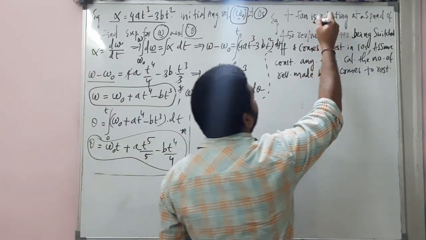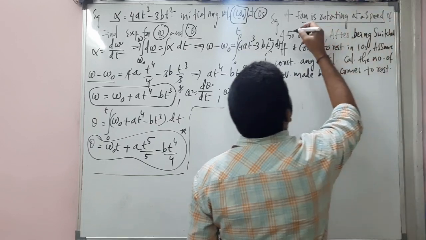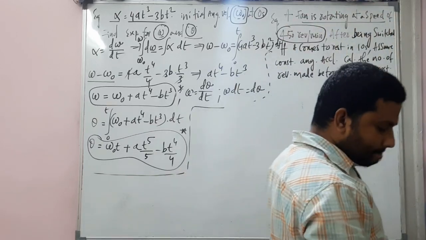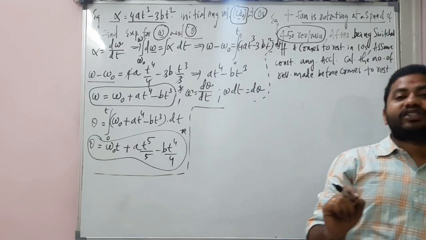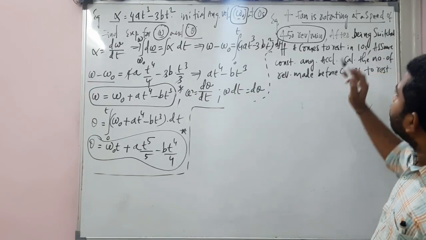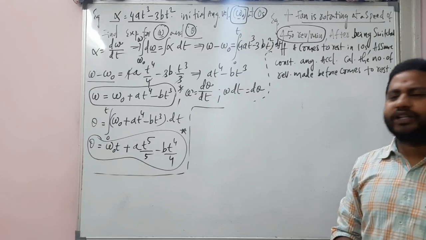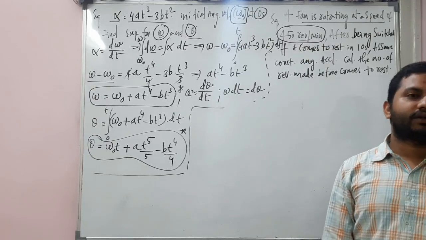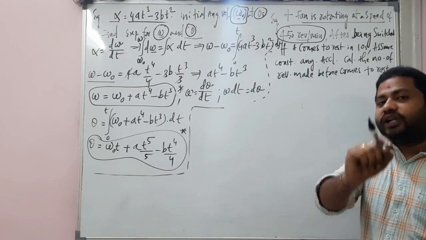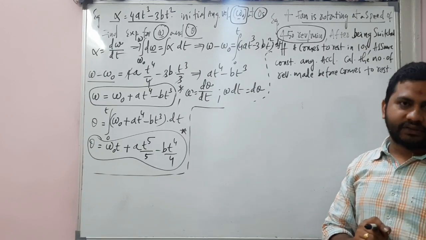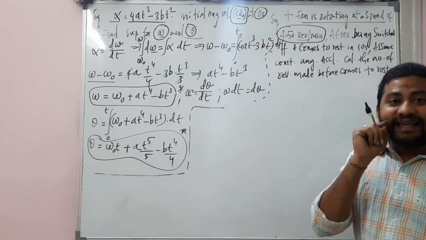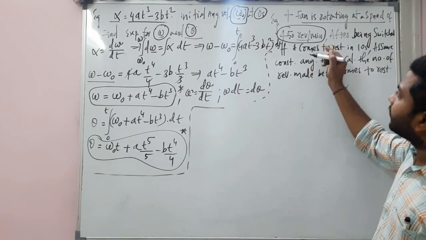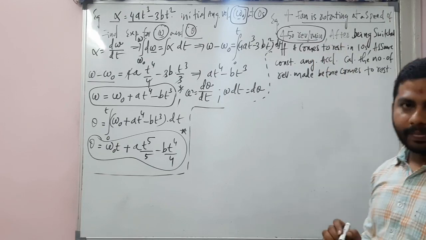A fan is rotating at a speed of 450 revolutions per minute. Observe, 450 revolutions per minute. Is it the angular speed? Most students will think that this angular speed is 450 revolutions per minute. Checking the units is very important, my dear children. If it is angular velocity, the units will be radian per second. But it's not radian per second, it's revolutions per minute.